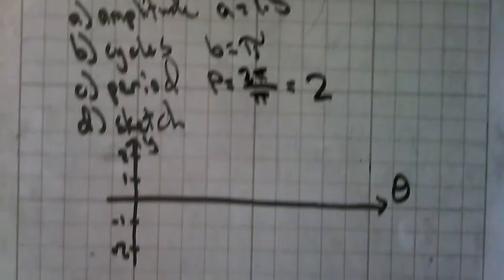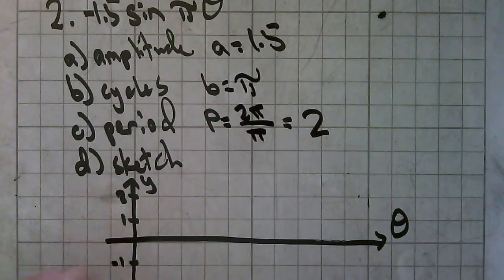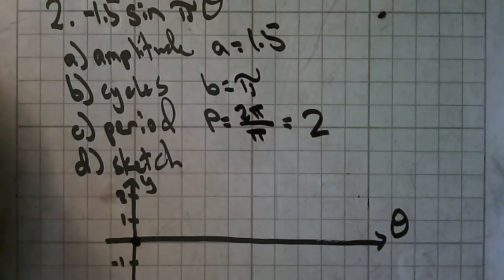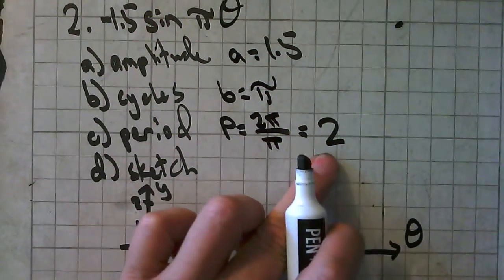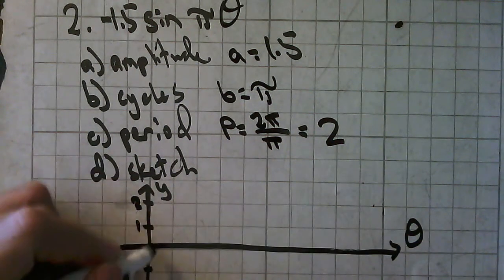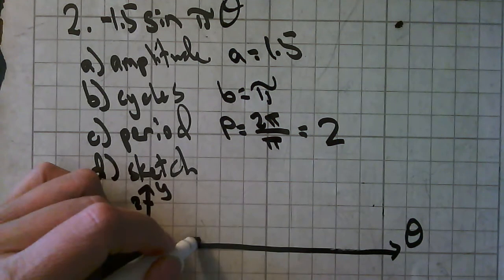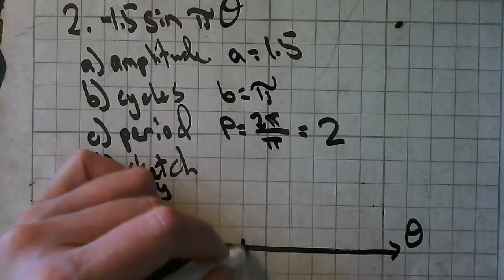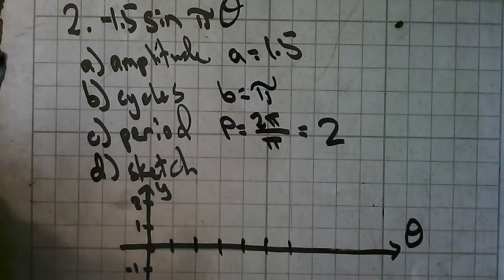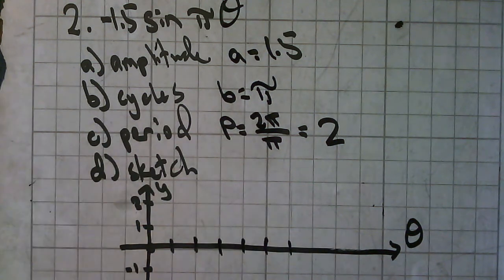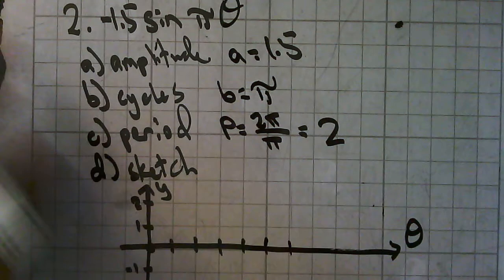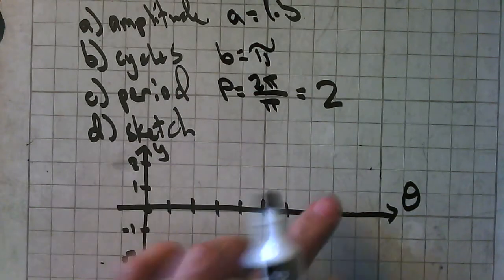So here's where it gets tricky. Again, we're going to start at 0, 0. Now our period here is 2, so at every 2, I'm going to go by ones: 1, 2, 3, 4, 5. I'm just going to go this far, because now we're using whole numbers here. We're not doing these in terms of pi. We're doing these in terms of whole numbers, right?